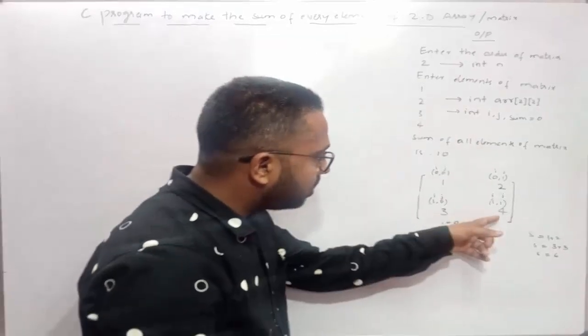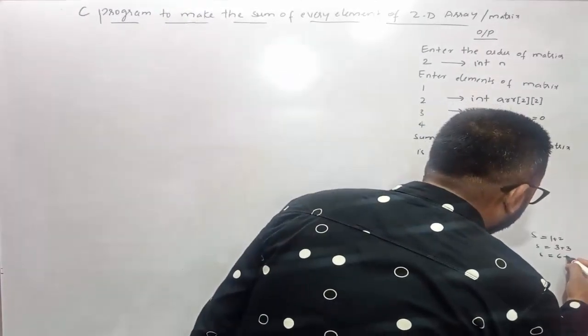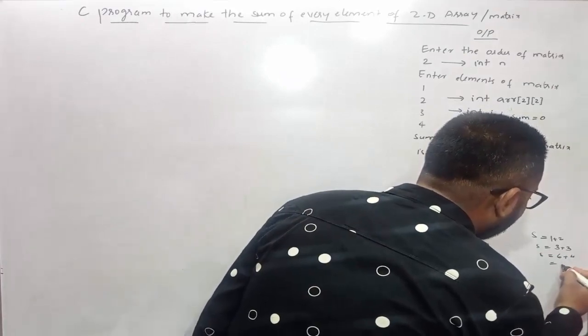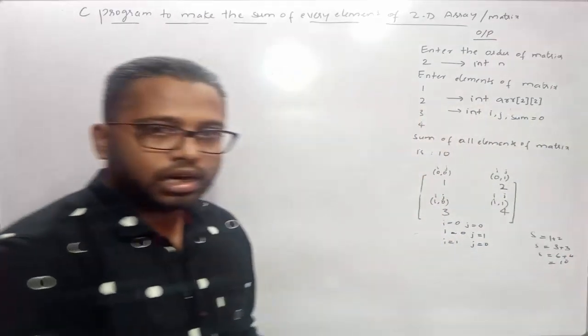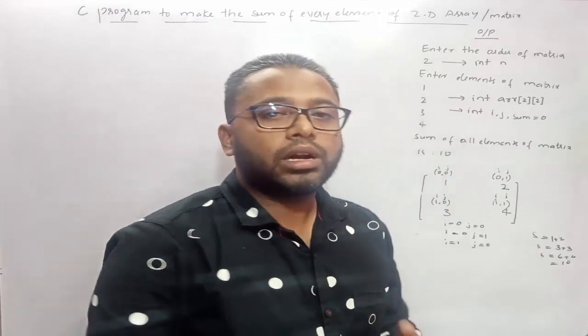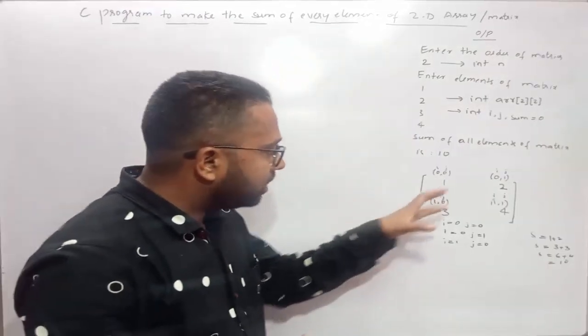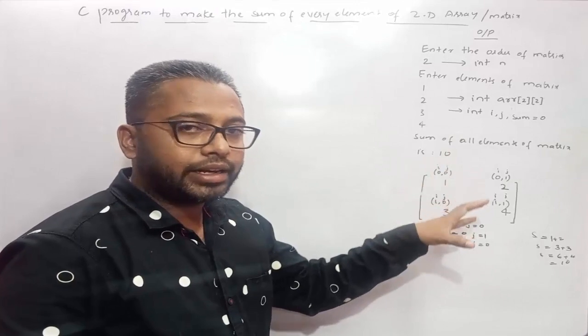Like this I will visit the fourth element, and this fourth item gets added with 6 and I will get 10 as the output, okay.